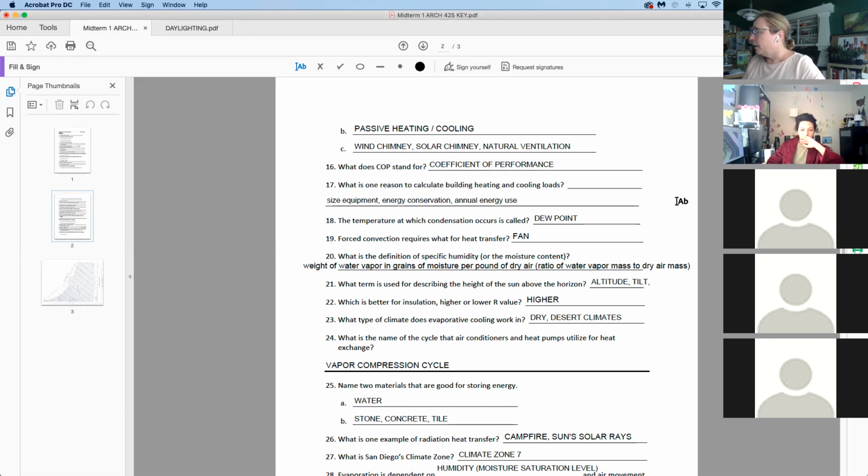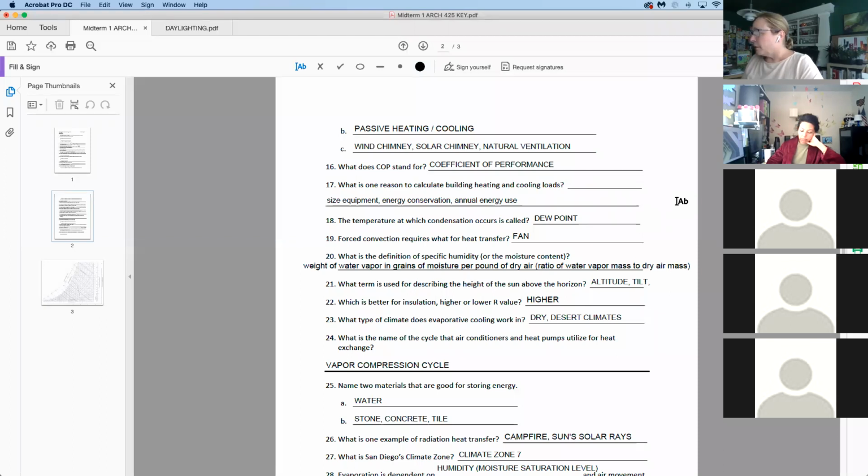For number 21, the term used for describing the height of the sun above the horizon, I was looking for the word altitude. I also accepted tilt, and there are a couple other variations that were acceptable also. But it's best if you remember the best word to use is either altitude or tilt. This is going to affect, again, our PV array layouts and designs when we get to that.